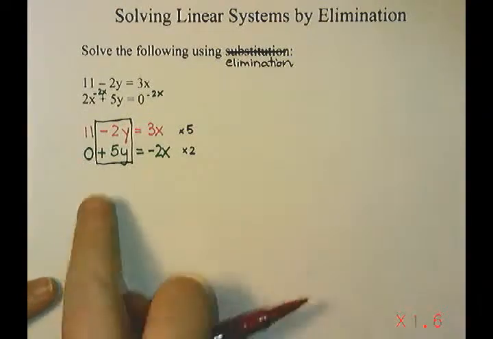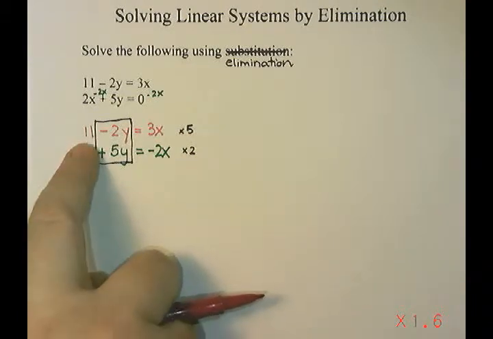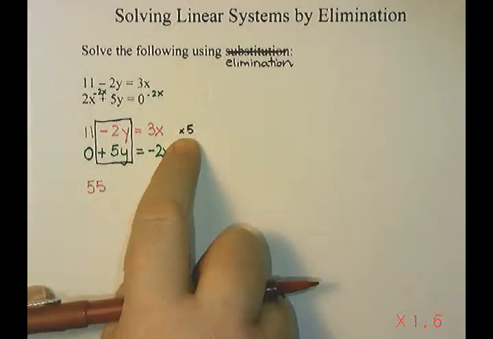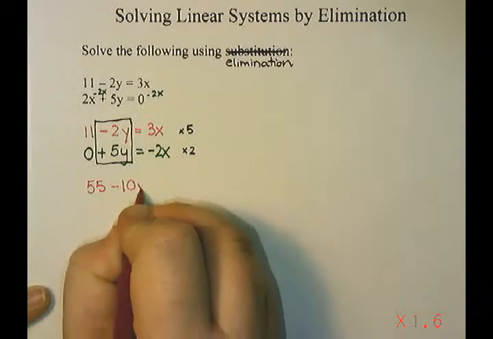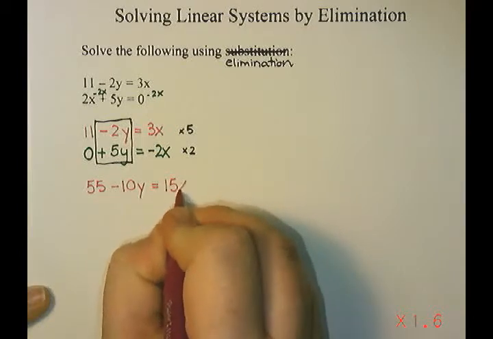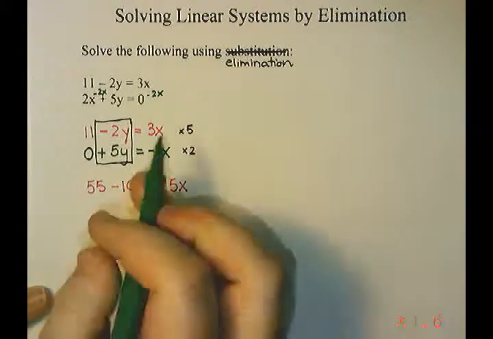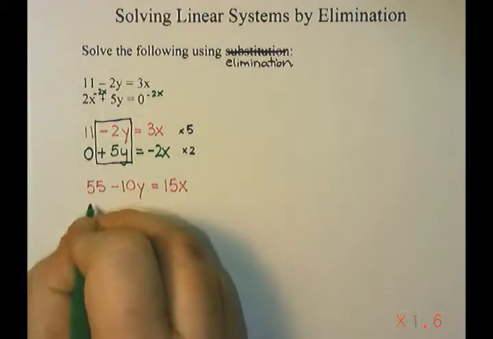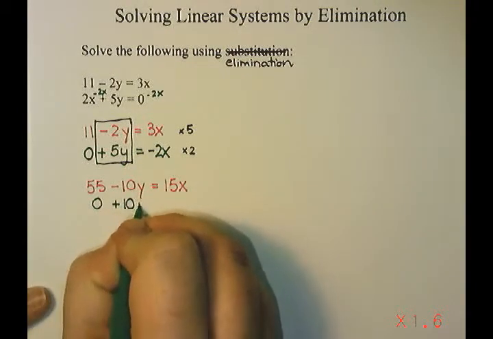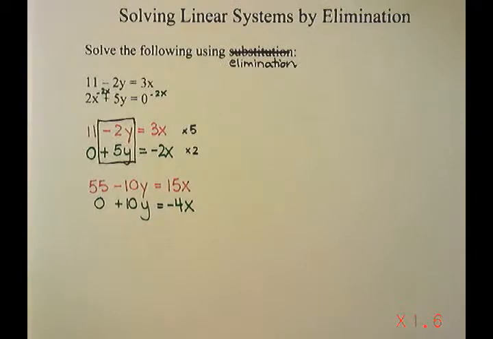So all I'm going to do is multiply these equations. I'm going to multiply the first one by 5 and the second one by 2. So 11 times 5 is 55. Negative 2 times 5 is negative 10y. And 3 times 5 is 15x. Then I'm going to do the exact same thing with the second one. So 0 times 2 is 0. 5 times 2 is 10y. And negative 2 times 2 is negative 4x.